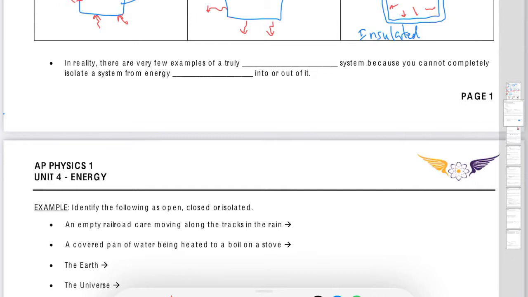Now, in reality there are no truly isolated systems. Really, in what exists in our life, there's only one truly isolated system. The reason there's no truly isolated system is because a system will always want to transfer energy in or out. So you cannot completely isolate a system from that energy transfer. As much as you want to try, you can't.